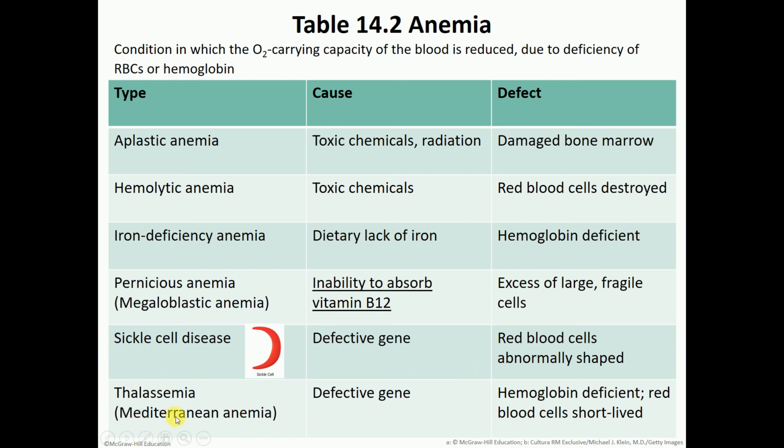Thalassemia is also known as the Mediterranean anemia because it is more common in individuals that come from areas surrounding the Mediterranean Sea. Again, both of these are due to defective genes, and in thalassemia there is a deficiency in the hemoglobin, and the red blood cells are very short-living.